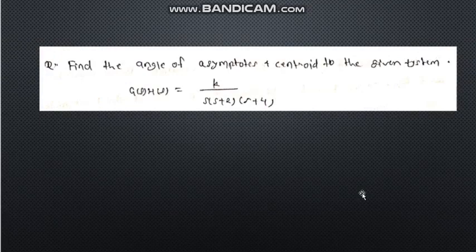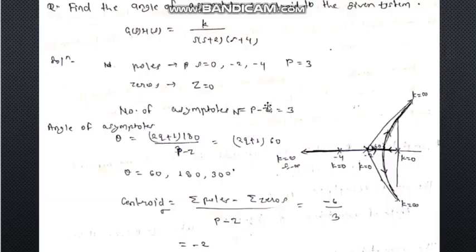The centroid is mainly required to draw the angle of asymptotes. So to clarify the concept of asymptotes and centroid, we can solve a problem: find the angle of asymptotes and centroid for the given system. The system is given as GH equal to K upon s(s plus 2)(s plus 4). Three poles are there at 0, -2, -4, and the number of zeros is 0. So the number of root locus branches will be n equal to p minus z, n is equal to p because p is greater than z. So 3 branches will be there.